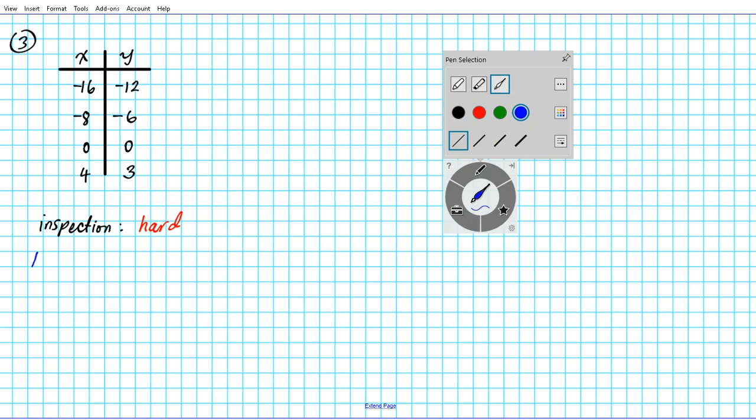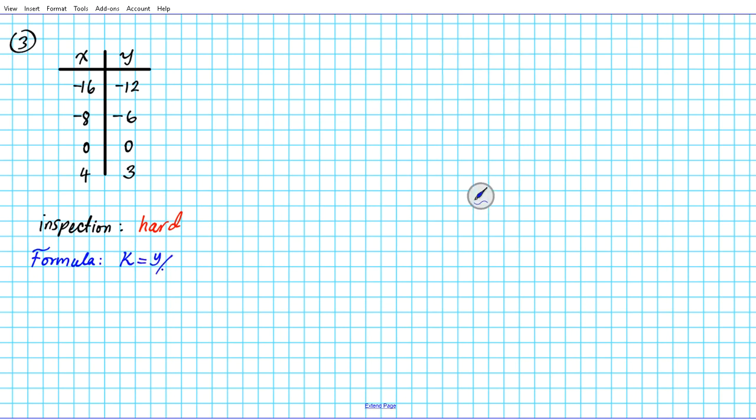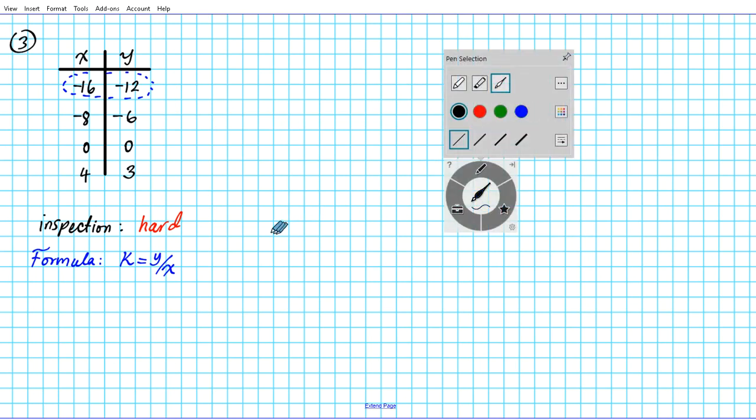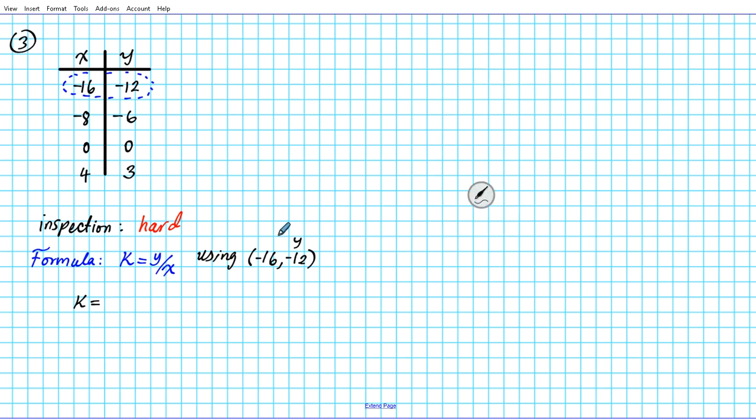What hope do we have if the inspection approach is too difficult? Well, we can always use a formula, right? The formula is always a sure way to go. The formula for the constant of variation is y over x. You can pick any one you want. Let's pick the first one, okay? So let's use that to figure out our constant of variation. Using negative 16, negative 12, in the formula k is y over x, this is y and this is x, so it's negative 12 over negative 16.